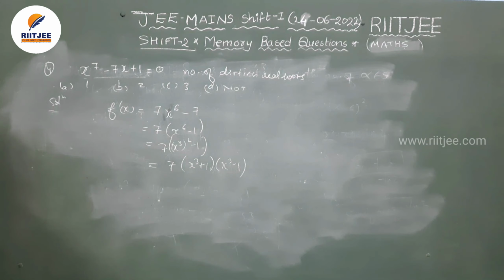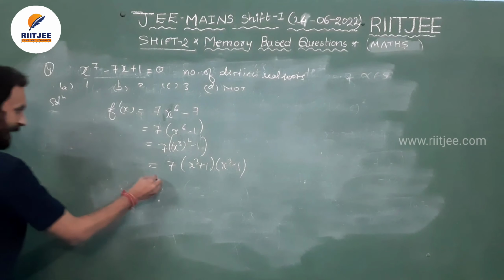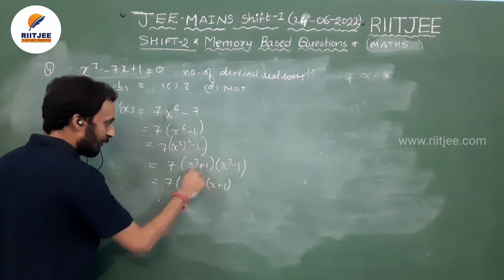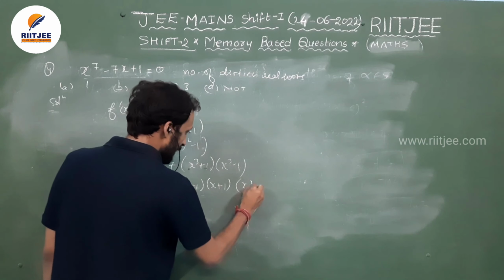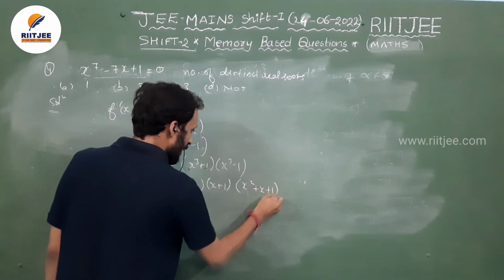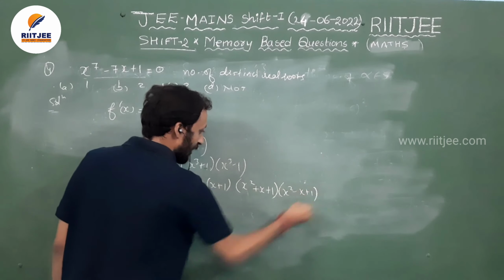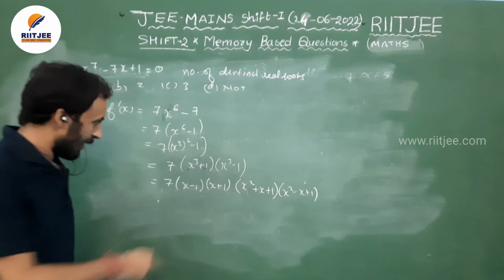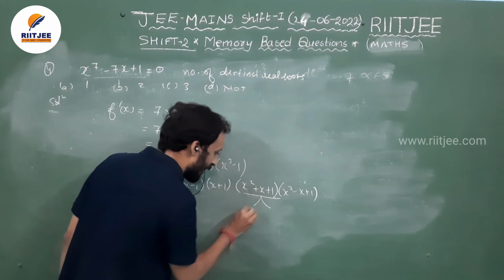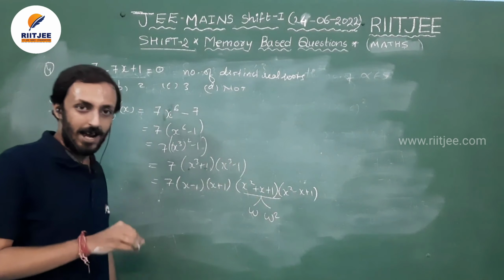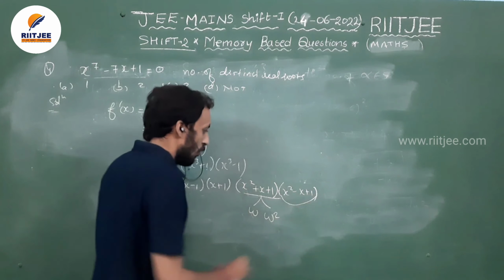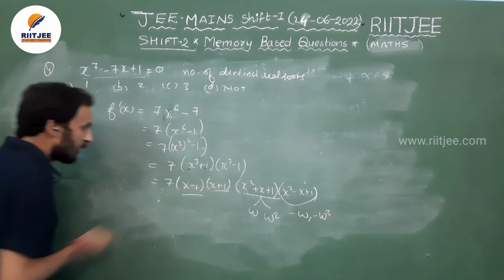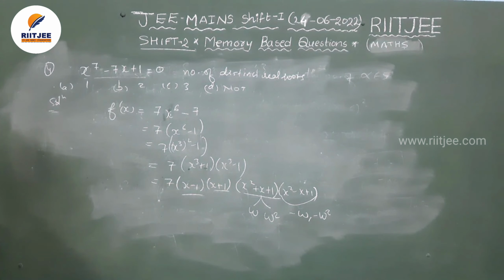Now x cube plus 1 and x cube minus 1, again I can use the identity. 7 times (x minus 1)(x plus 1), right? So this will break as x square plus x plus 1 and x square minus x plus 1. Now come to the classroom program. If you have attended the classroom program with us, then we have told you that the roots of this are omega and omega square, है ना? Complex numbers are omega and omega square, and this one is minus omega and minus omega square, है ना? So how many distinct real roots? Only x minus 1 and x plus 1 are there.